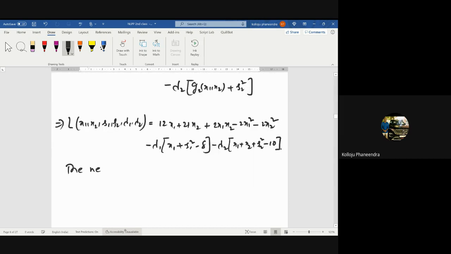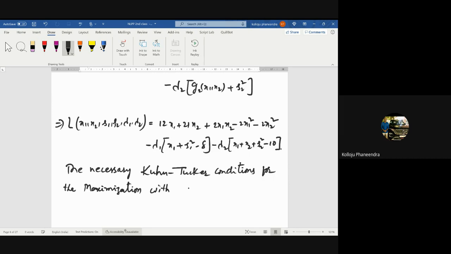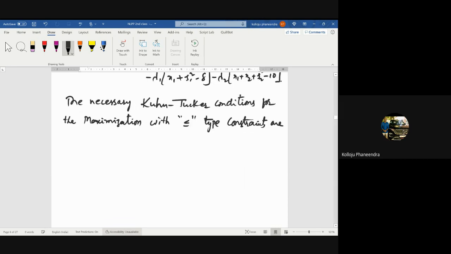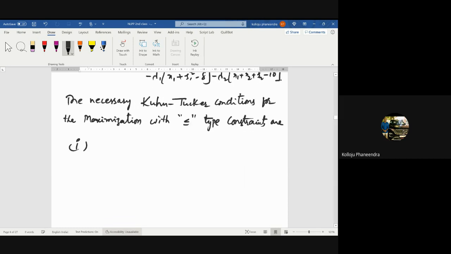Next, the necessary conditions. The necessary Kuhn-Tucker conditions for the maximization with less than or equal to type constraints. The given problem is this one only. Now you have to list those 4 conditions. First condition: dou L by dou x j equal to 0, j equal to how many variables here? Only 2 variables are there, x1 and x2.